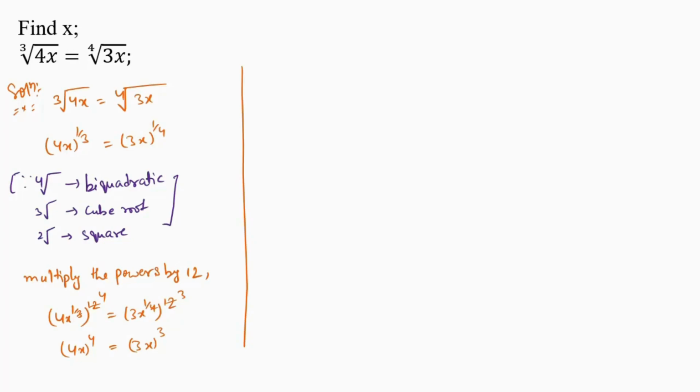On solving this, 4 raised to power 4 is 256, x raised to power 4 equals to 3 cube x cube can be written as 27x cube. Now bring this 27x cube to the left hand side, we get 256 x raised to power 4 minus 27x cube equals to 0. Now take x cube common, we get x cube times (256x minus 27) equals to 0.